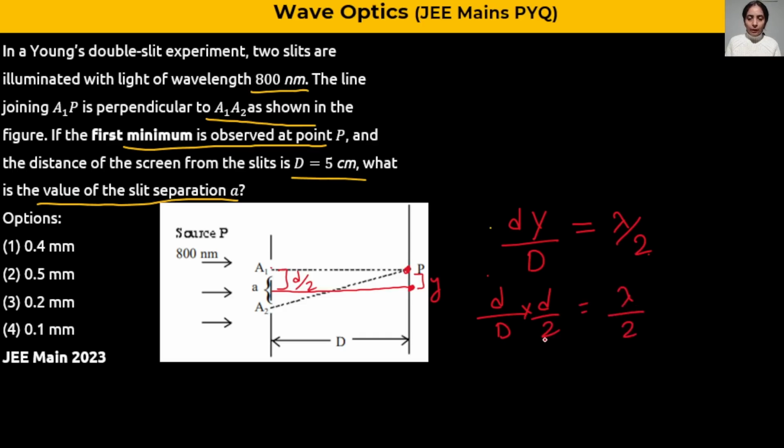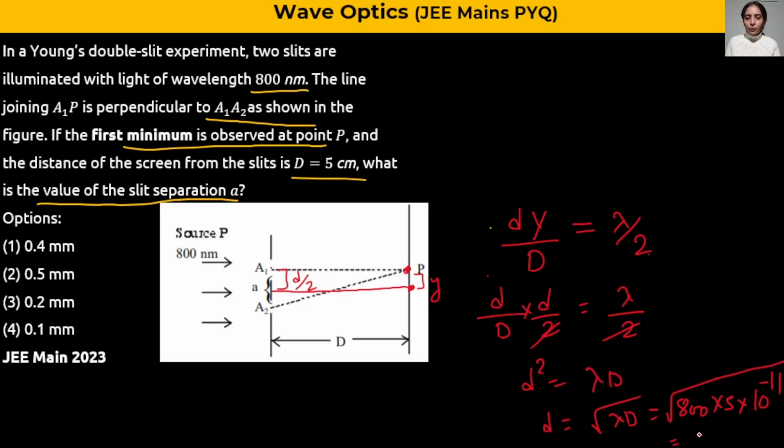Okay, so you will get the answer. So d square is equal to how much? Lambda D. So d is equal to how much? Root under lambda D. Put the value of lambda, 800 nanometer, and D is 5 centimeter. So this is 10 to the power minus 9 into 10 to the power minus 2, that is 10 to the power minus 11, under root. So this will become 4 into 3 zeros, and this will become 10 to the power minus 8, means 10 to the power minus 4. So this is going to be 0.4 millimeter. Okay, so this is going to be your correct answer.